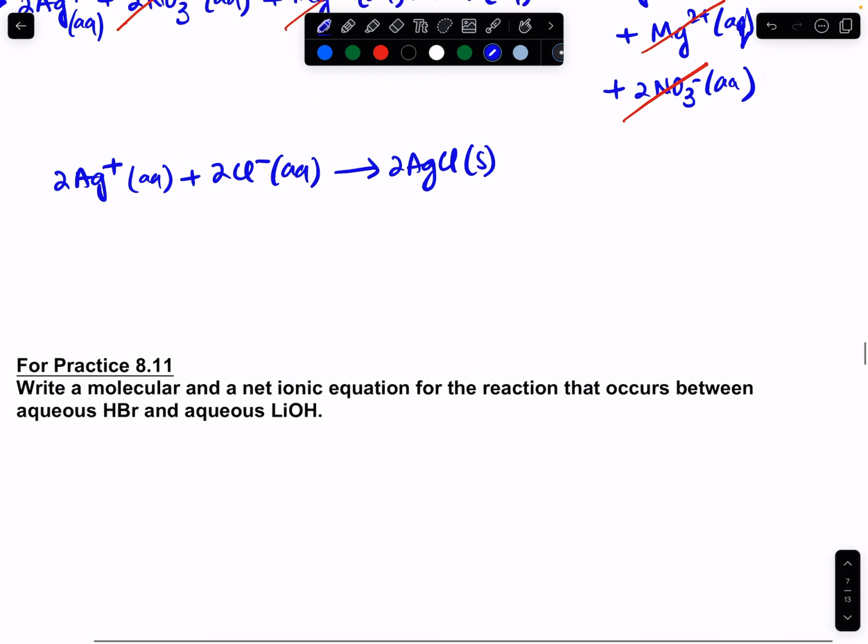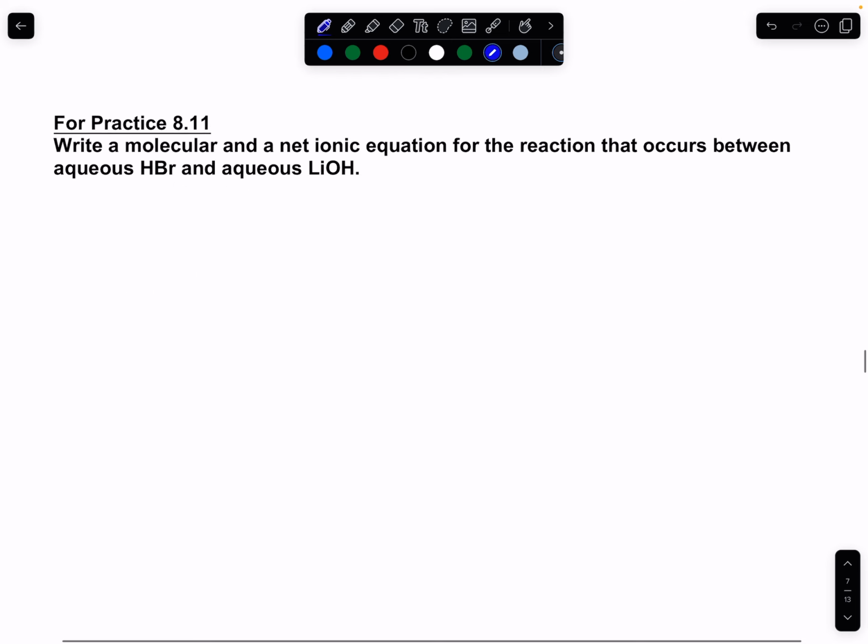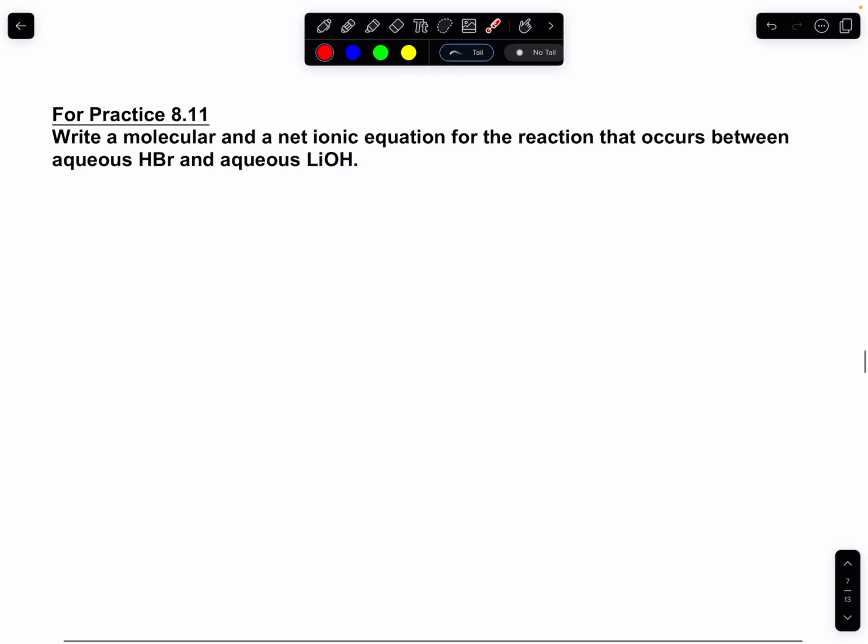All right, now let's take a look at another example where we're asked to write a molecular equation and a net ionic equation for the reaction that occurs between aqueous HBr and aqueous LiOH. Now, it turns out this is actually an acid-base reaction, and you need to be able to recognize an acid-base reaction. So this is an acid and that is a base. When acids and bases react, one of the very common reactions that take place is a neutralization reaction.